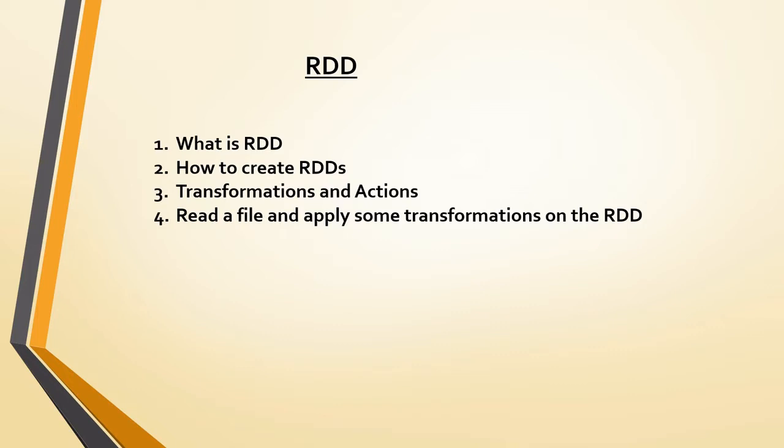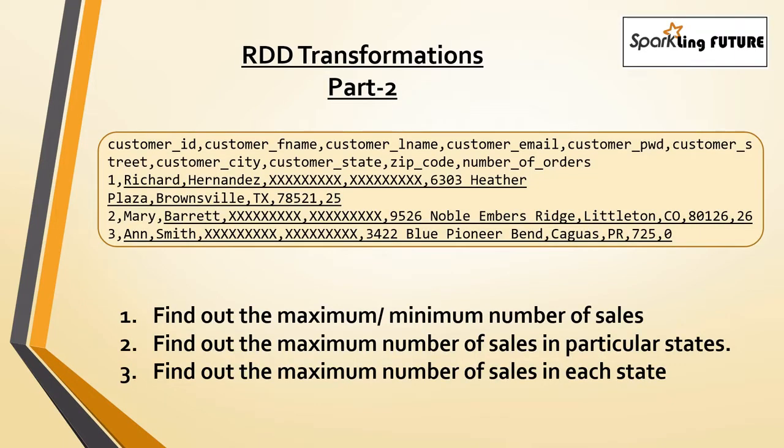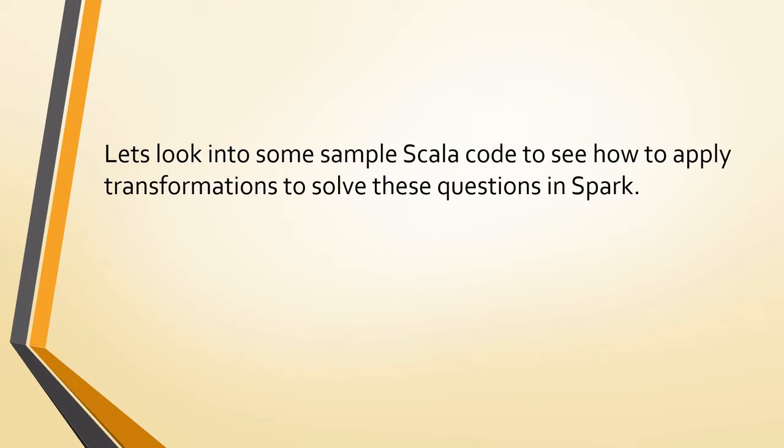So in yesterday's video we discussed what is an RDD, how to create one, and what the transformations and actions are, and we answered some questions. In today's video we will again see how to resolve these three questions. Like in most interview questions, they will give you a sample file like this, and ask you to get the maximum number of sales in particular states and also in each state. For this we will see how to apply transformations using some sample Scala code.